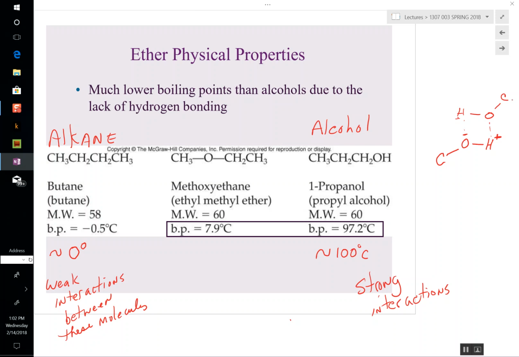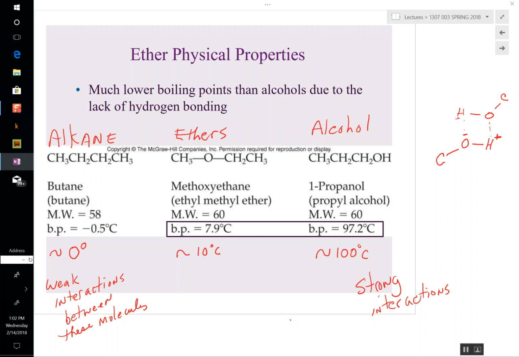Okay, now let's look at ethers. We talked about the big difference between alkanes and alcohols regarding boiling points, but we didn't talk about ethers. Now here's ethers. Higher boiling point, but only if you put it in percentage, 10% higher. This is a 100% higher boiling point. This has gone up 100 degrees. This has only gone up 10 degrees. So a slight increase. Why?